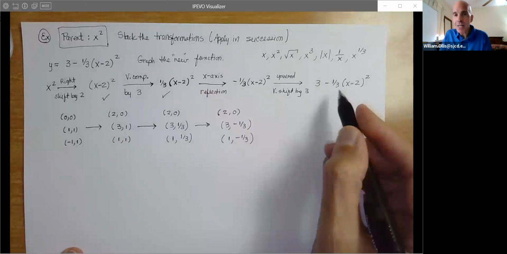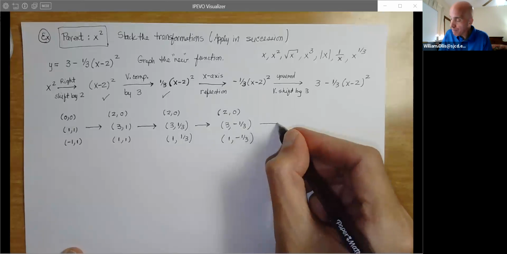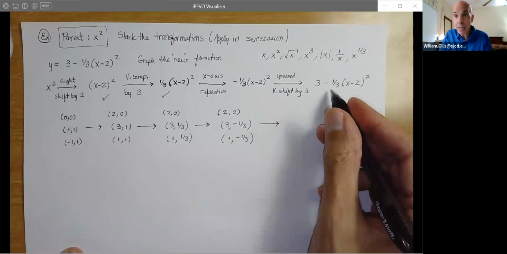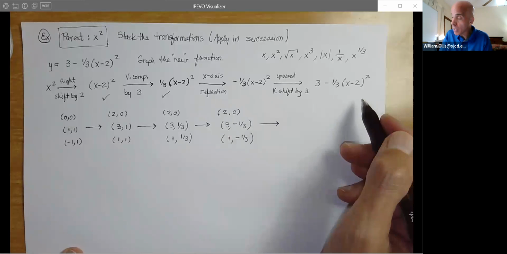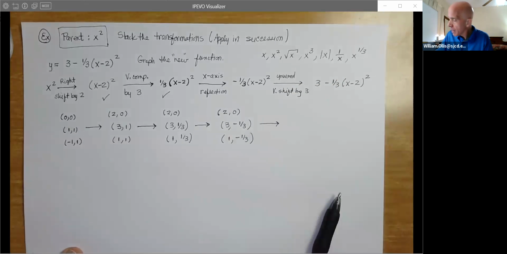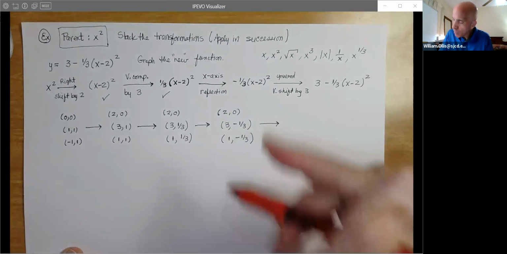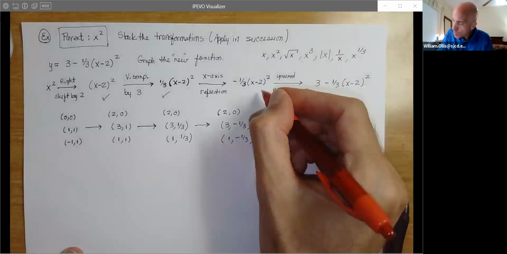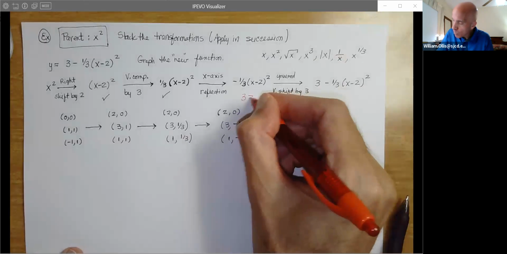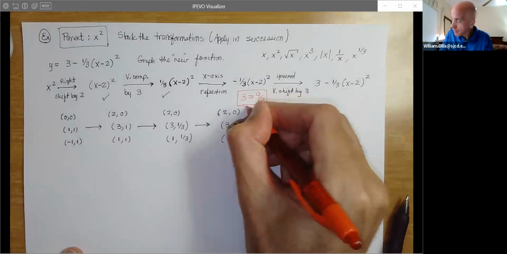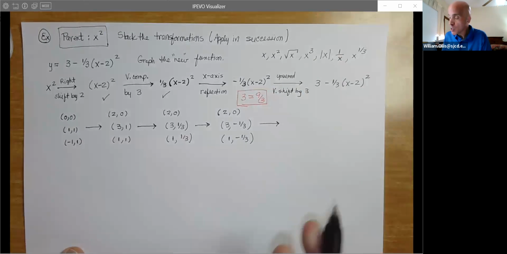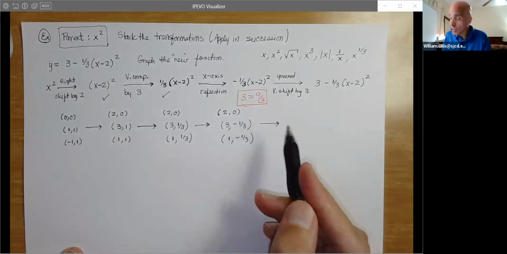Now, the very last one is the easiest one. That is, we want to add 3 to all of the y coordinates because we have an upward V shift by 3. So now what I'm going to do, I'm going to write 3 with the denominator of 3. Just say 3 equals 9/3, just to get a common denominator. So now when I add, we're good to go.